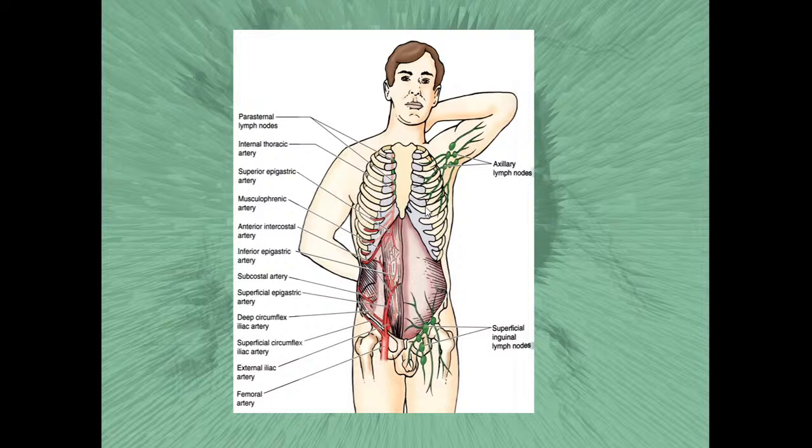So the lymph will drain in these two directions, upwards to the axillary lymph nodes from the upper half of the abdominal wall, and from the lower half of the abdominal wall into the descending direction to the superficial inguinal lymphatic nodes, then to the corresponding trunks and ducts.